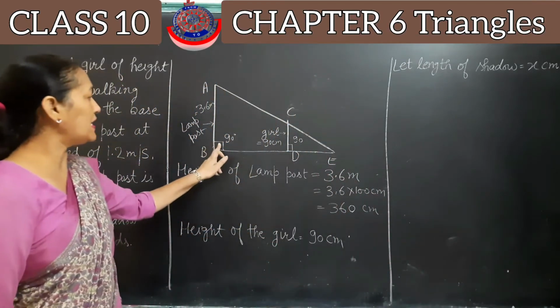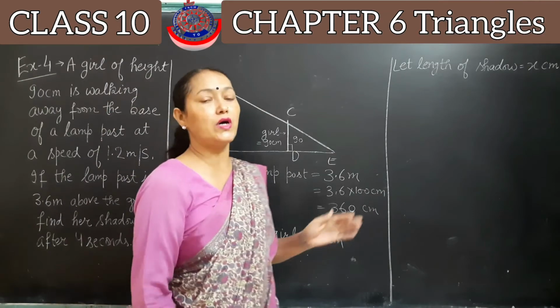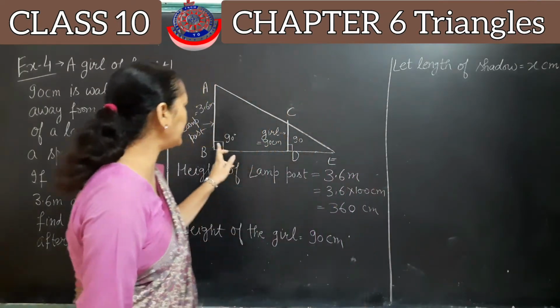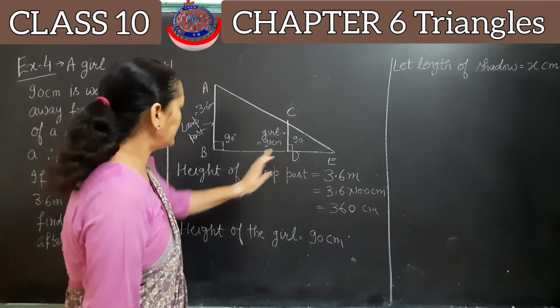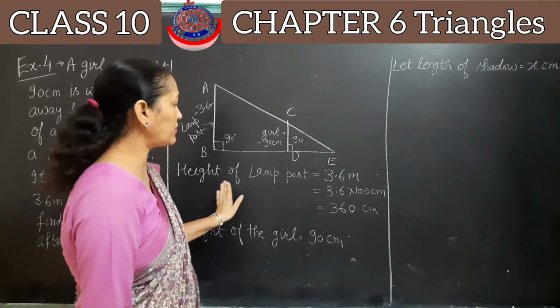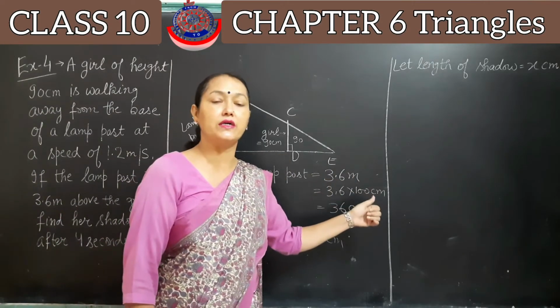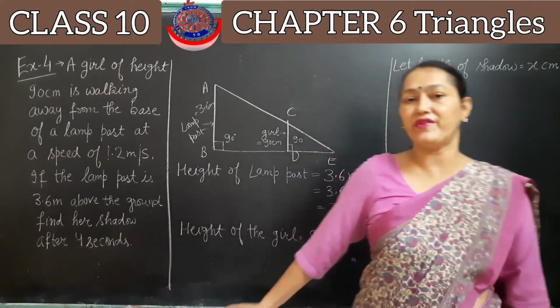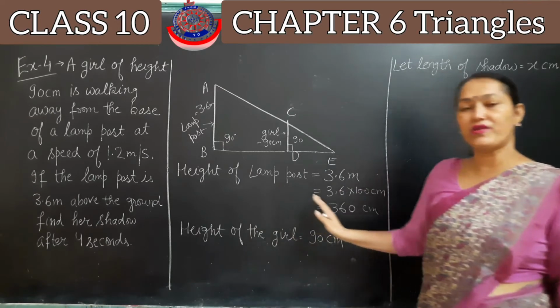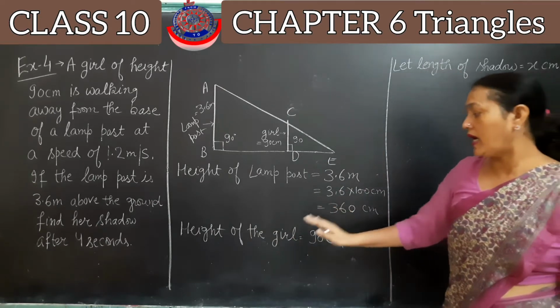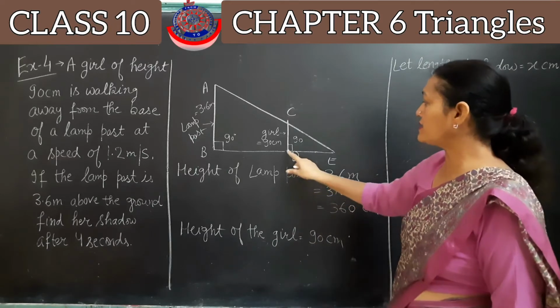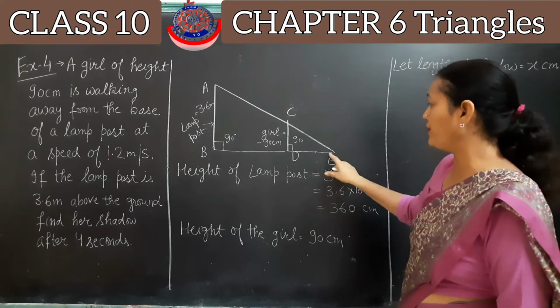First of all, see, lamp post and girl both are vertical on the ground, so angle formed by them will be 90 degree. This information they have given to us. Height of the lamp post is 3.6 meter. So multiplying it by 100 centimeter, we will be having height of the lamp post as 360 centimeter. Height of the girl is given 90 centimeter. Let this length of the shadow be x.